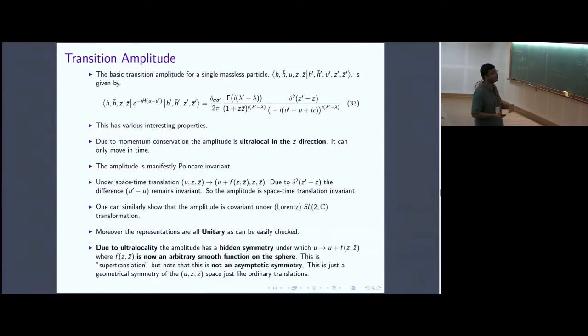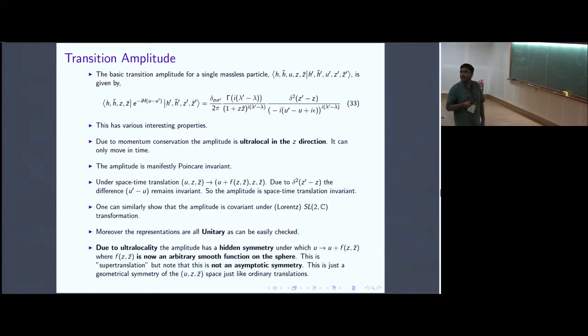But note that this should not be interpreted as an asymptotic symmetry, in the sense that we have not talked about that. One can just think of this as a geometrical symmetry of this z bar space. Just like in the case of the Virasoro algebra, we can think of w going to any function of z as a geometrical symmetry, a conformal symmetry of the sphere. Similarly, this space also has its own, where f z z bar can be any smooth function.